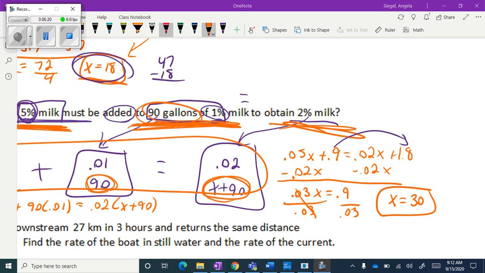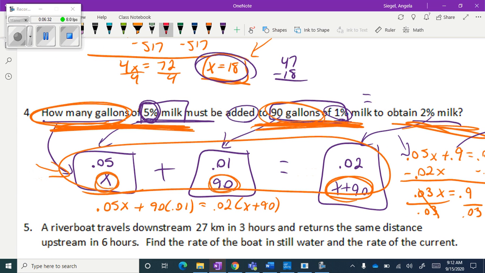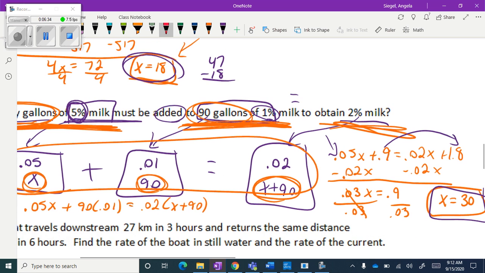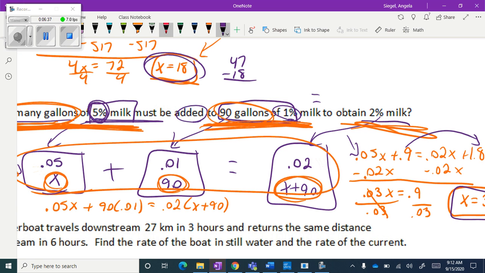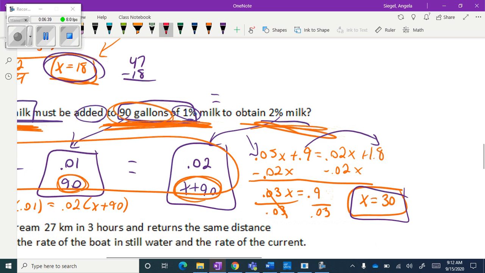Okay, so even though the numbers were kind of yucky, the math wasn't too bad. So I ended up with x equals 30. So again, take the time to answer the question. How many gallons must be added to obtain 2% milk? Well, remember, we found that x, so we're already there. So it's going to be 30 gallons.